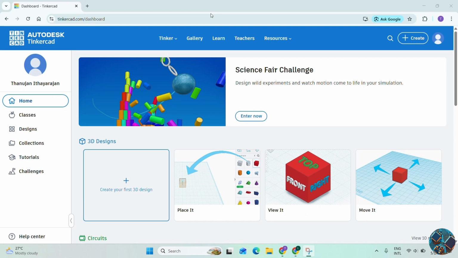In this video, we are going to see how to set up an inverting amplifier circuit using LM741, that means operational amplifier. So go to create circuit.